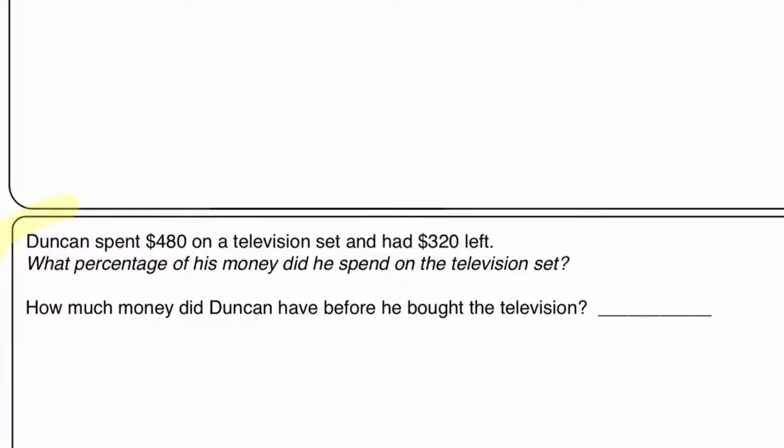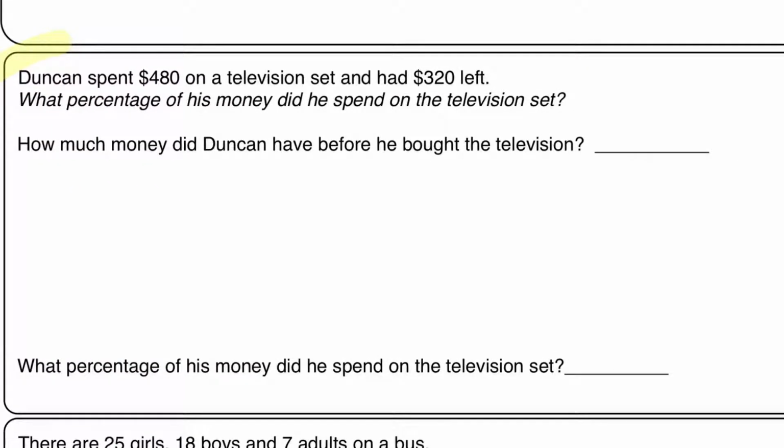All right, let's do another one on the back. This one I find to be a little challenging. Duncan spent $480 on a television set, and he had $320 left. What percent of his money did he spend on the TV set? Well, let's set up our formula, right? The percent of the whole equals the part that he spent on the TV set. Now, I know the part is $480, but this is a little tricky because it doesn't tell me what percent he spent on the television. In fact, that's what they're asking me to find, right? I know they're asking me to find the percent, and I don't know the whole amount. How am I supposed to find the whole?